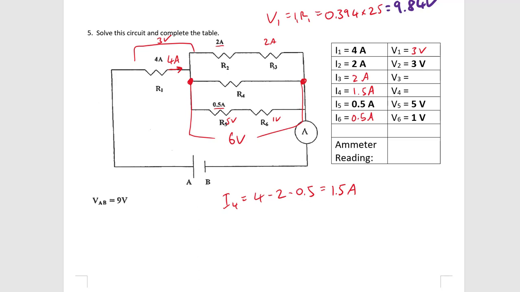Since V2 is 3 volts, that means that V3 has to take up the rest, right? So R2 is 3 volts, so that means R3 has to be 3 volts, so the total is 6. R4 is by itself, which means it has to take up the 6 itself. And the ammeter reading is, well, that current there is the same as the current going through R1, so it'll be 4 amps.